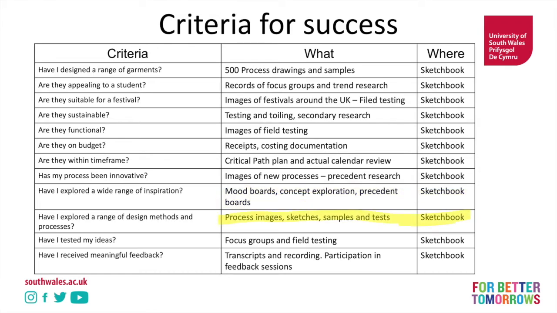Have I explored a range of design methods and processes? Of course, I've got plenty of process images, both sketches and photographs and illustrations. I've got heaps of sketches to work small ideas out to big ideas. I've got plenty of samples and tests where I've made some things to test how they work. I've sampled a few ideas to see how they function. And that stuff, surprisingly enough, is hidden in my sketchbook.